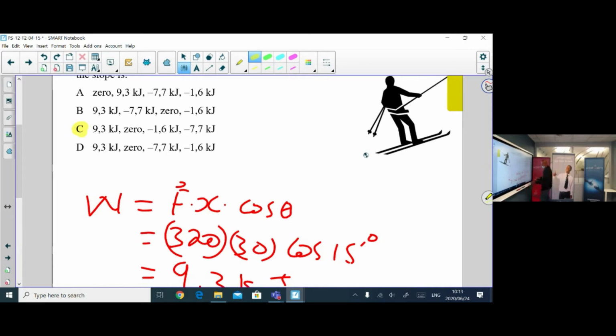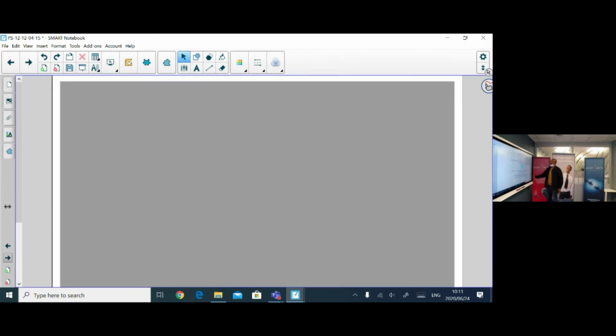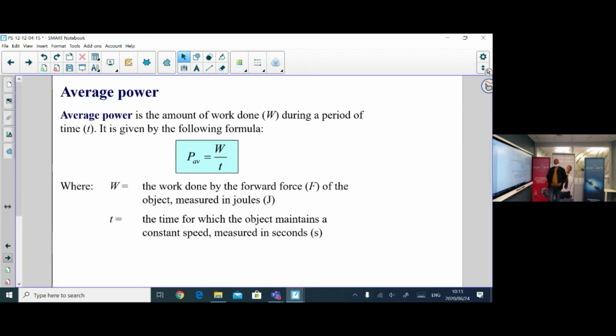Okay, let us move first to our today's topic. Let us carry on. Subtopic of power. Today we are going to look at the average power. I defined average power yesterday. Okay, I said it is the amount of work done during a period of time.